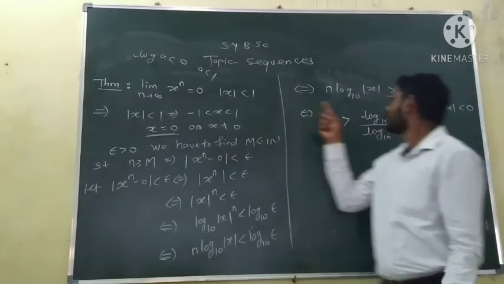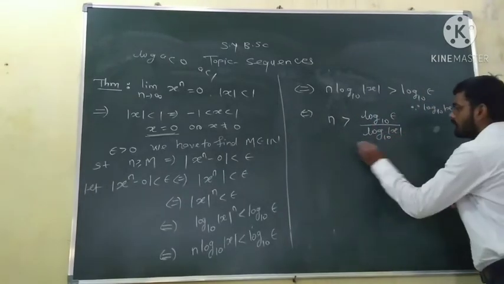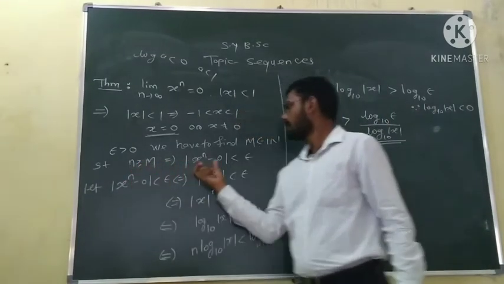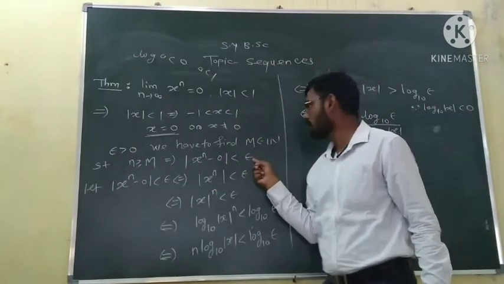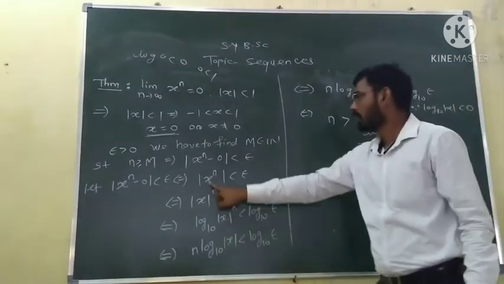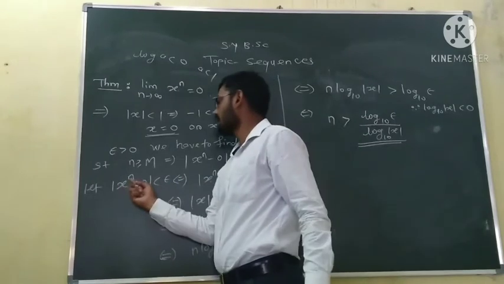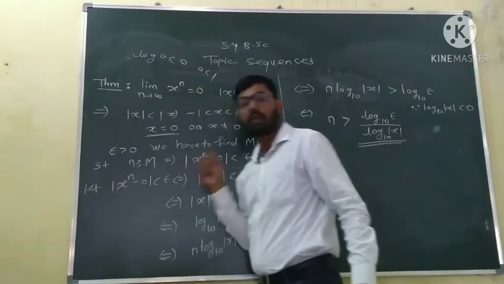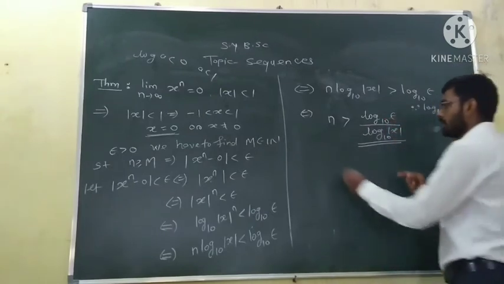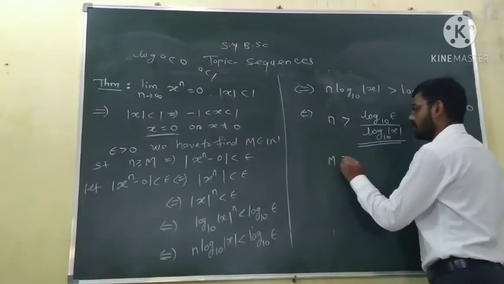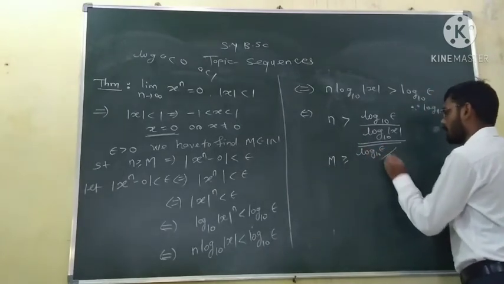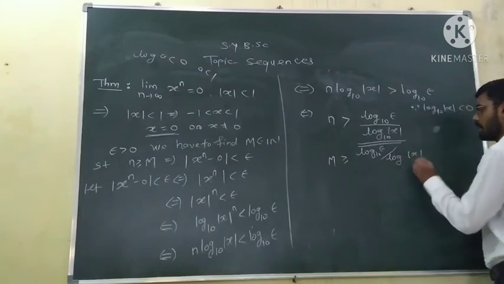So we have to choose this value as m, because whenever n is greater than or equal to m, the difference is going to be less than epsilon. Whenever n is greater than this, we get the difference between x to the power n and 0 less than epsilon. So we have to find the value of m. So choose m greater than or equal to log of epsilon upon log of mod x.